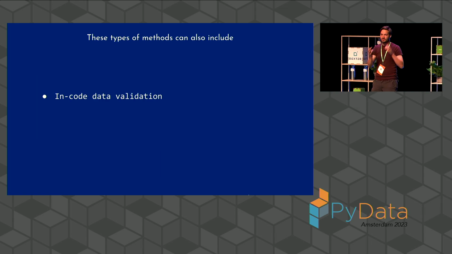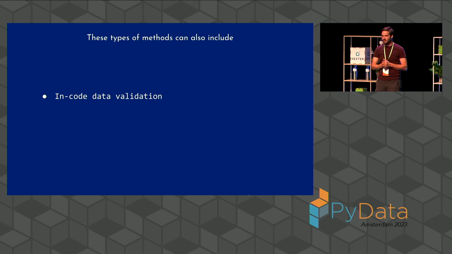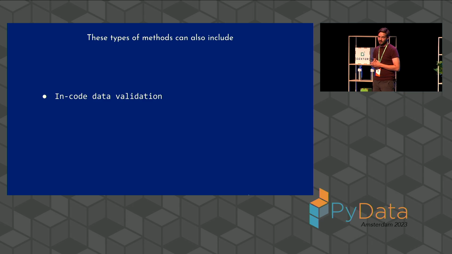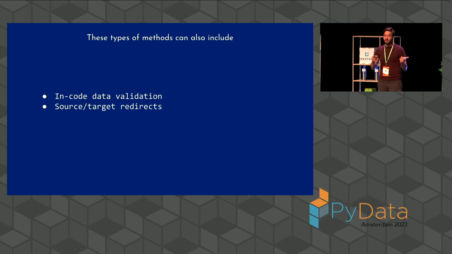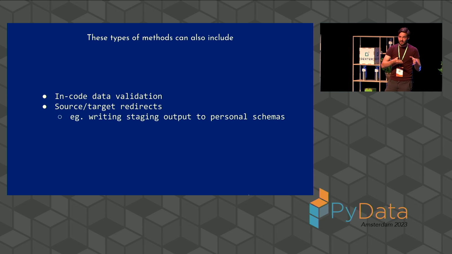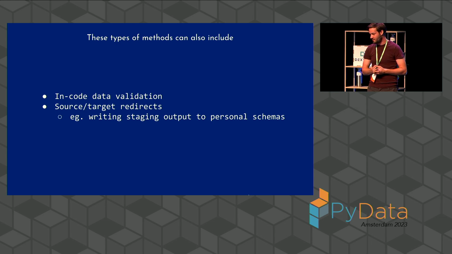Instead of relying on first writing to a big staging environment, we could, for example, test it in tests. So in unit tests, we could also check our data consistency. We could redirect source and targets. So when we don't have access to a staging environment, like we don't have in Booking, we can simply write from certain machines to a personal schema in our production environment that is shielded off.